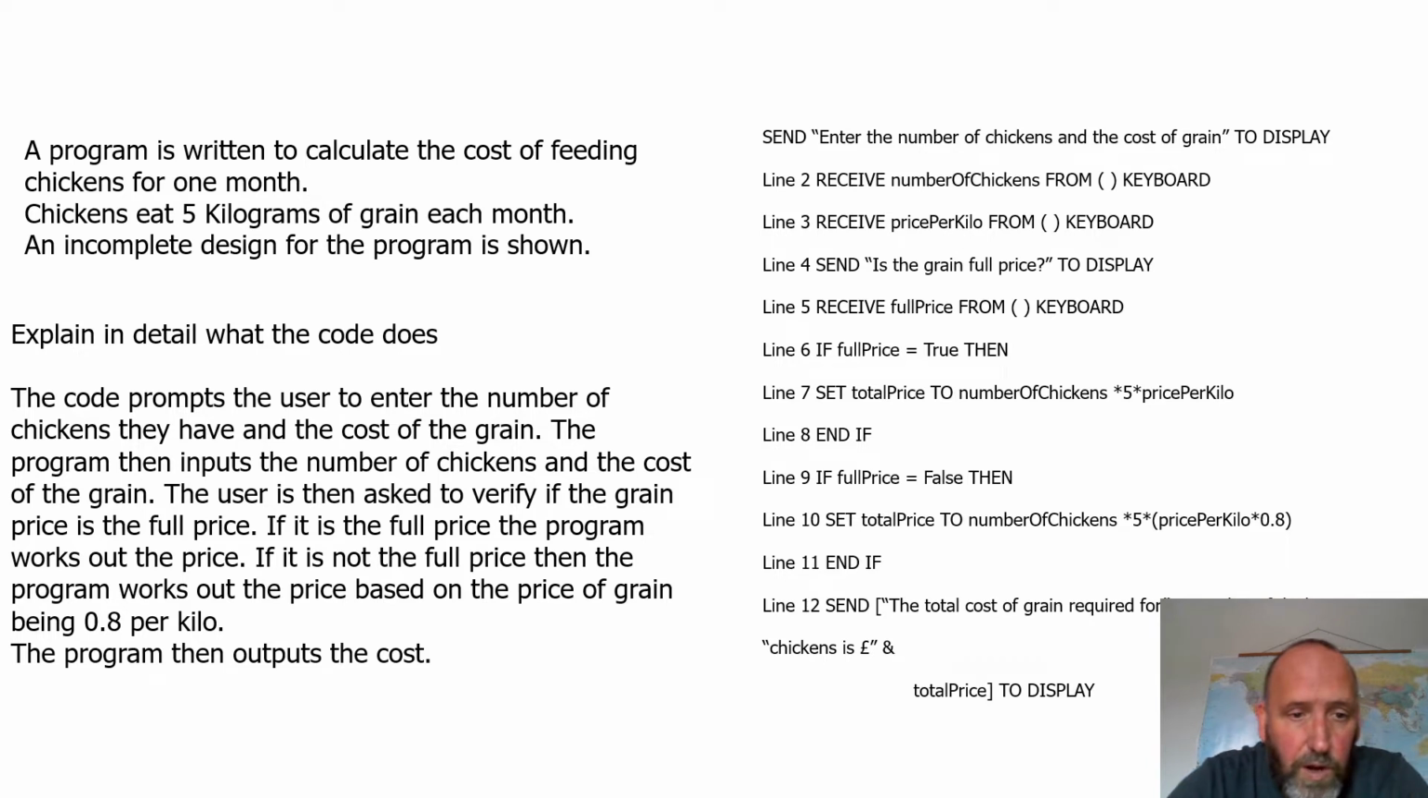Well, I wrote that the code prompts users to enter the number of chickens they have and cost of grain. The program then inputs the number of chickens and the cost of grain. The user is then asked to verify if the grain is full price. If it is full price, the program works out the price. If it's not full price, then the program works out the price based on the price of grain being 0.8 per kilo. The program then outputs the cost, among other details.